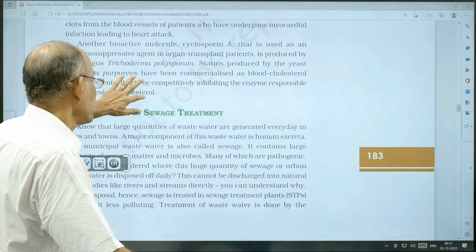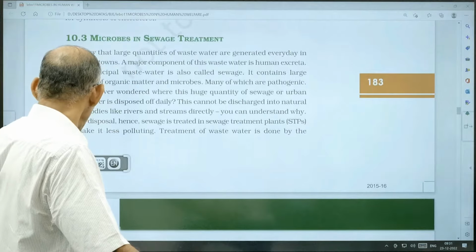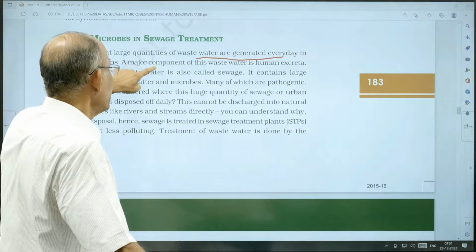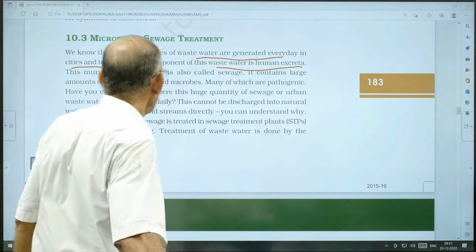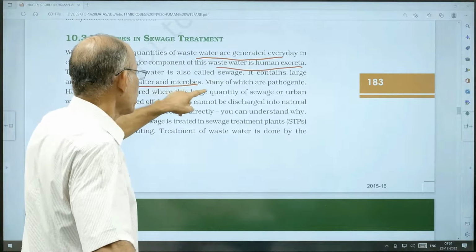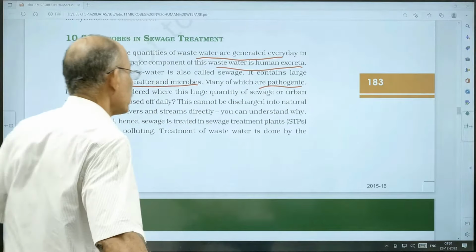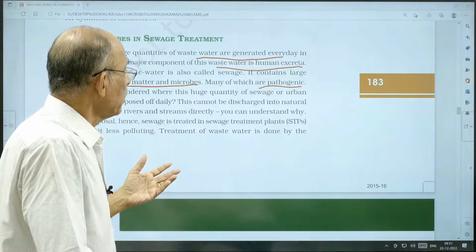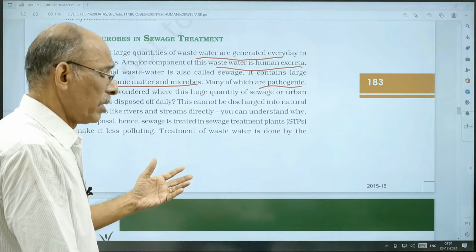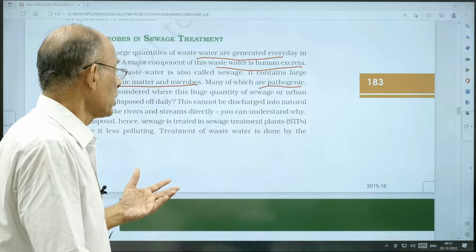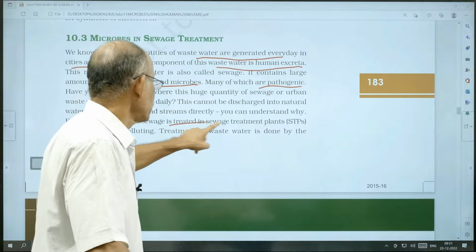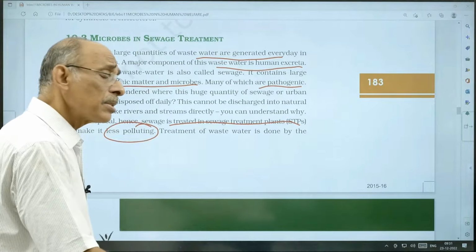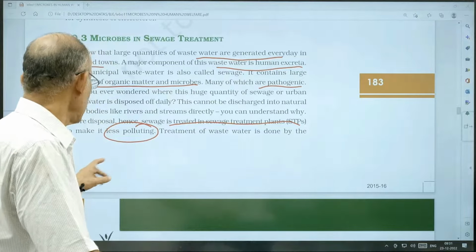Next is microbes in sewage treatment. Sewage means all the wastewater. A large quantity of wastewater is generated every day in cities and towns. A major component of this wastewater is human excreta, etc. And it contains many microbes, most of which are pathogenic. So it is not safe to just release the sewage into drinking water, rivers or ponds, etc. So we have to treat it. First of all, sewage has to be treated using sewage treatment plants to make it less polluting, not 100% pure, just less polluting.